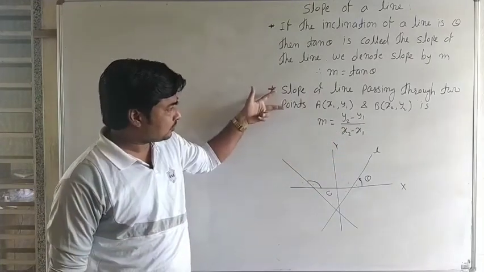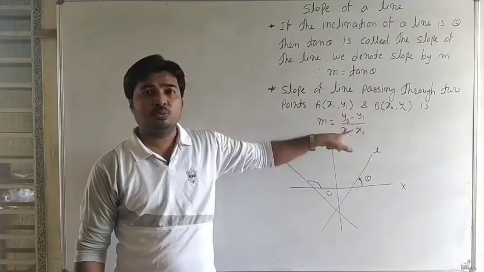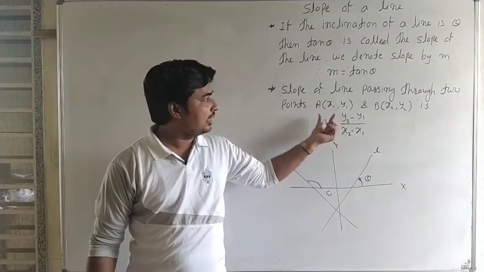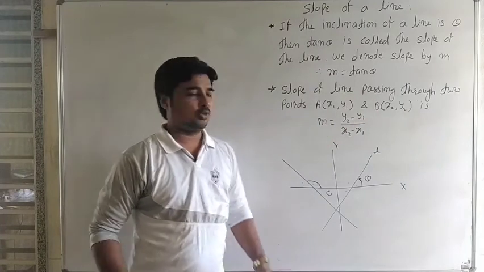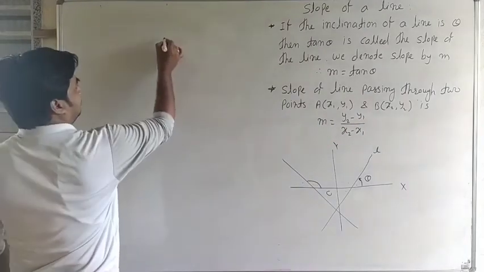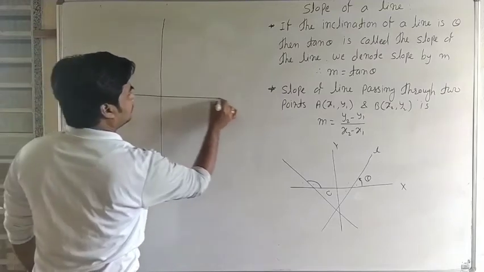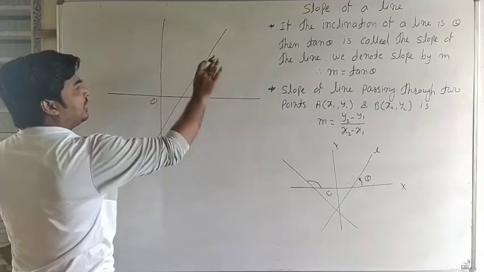We can also find the slope using another definition: the slope of a line passing through two points x1, y1 and x2, y2. Now we can take any two points.